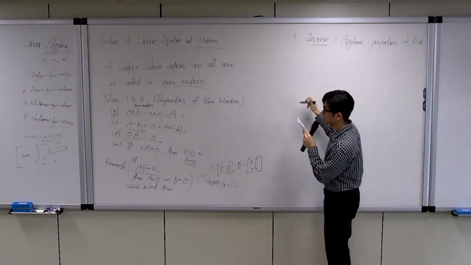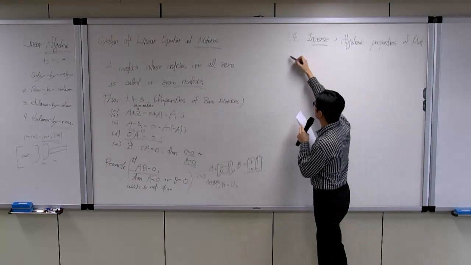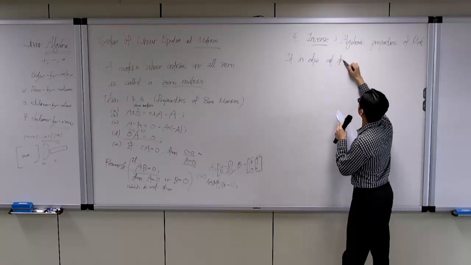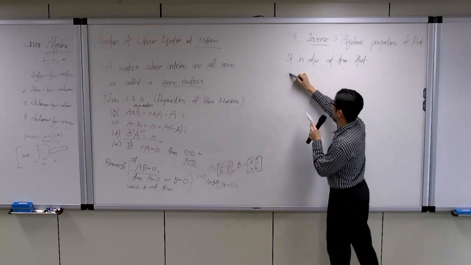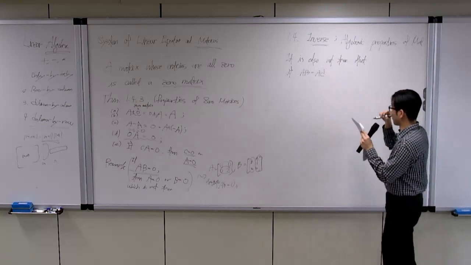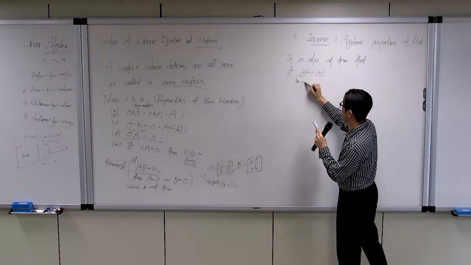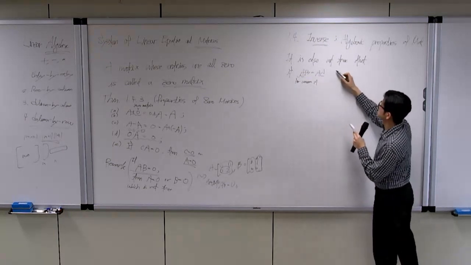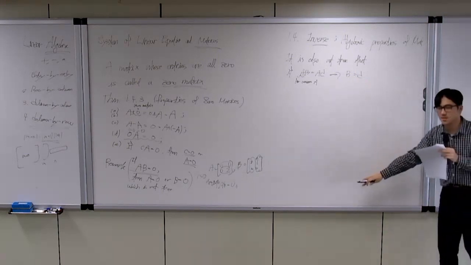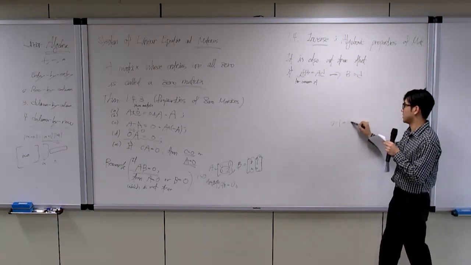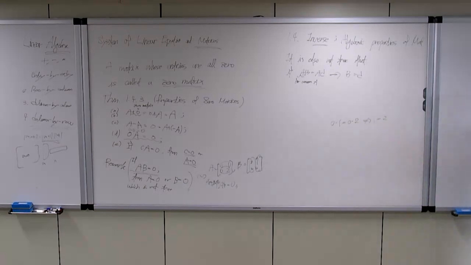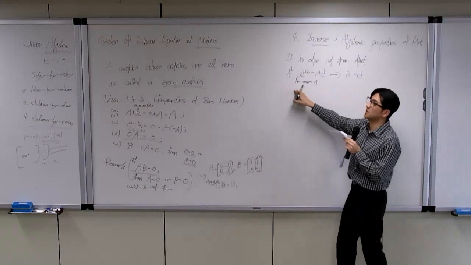And there is another remark. It is also not true that if AB equals AC for non-zero A, then B equals C. Because as I explained in the scalar sense, 0 times 1 equals 0 times 2, but 1 is not equal to 2. So it makes sense in matrix multiplication too.